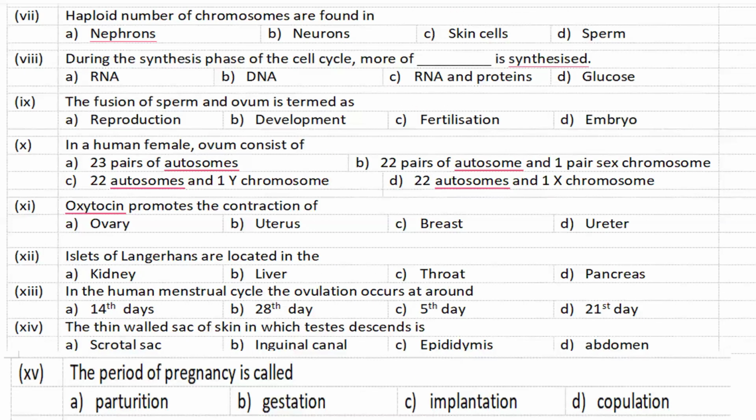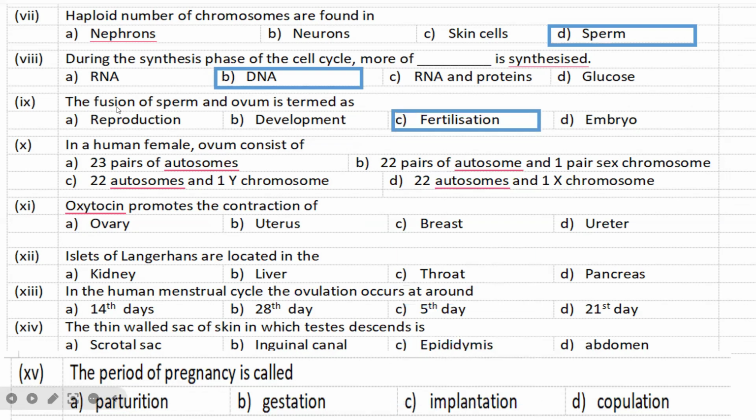Okay. The next one is the seventh one. Haploid number of chromosomes are found in nephrons, neurons, skin, or sperm. Haploid number, it is sperm. During the synthesis phase of the cell cycle, more of dash is synthesized. Again, this question is asked again and again. During synthesis phase, a simple answer: DNA is synthesized. The fusion of sperm and ovum is termed, a direct question, fertilization.